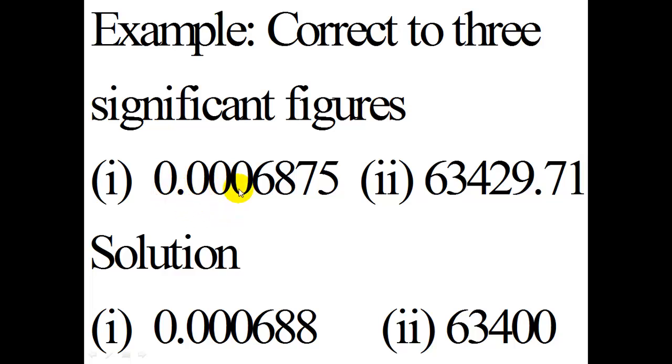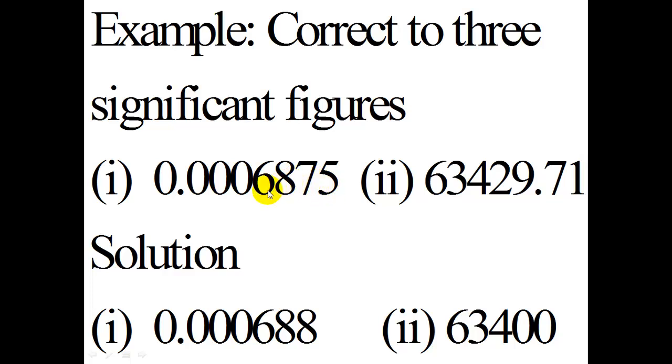Now the zeros beginning the number are not counted as significant figures. So we start to count from the number 6. Don't forget that we are asked to correct to 3 significant figures. So from 6 you begin to count 1, 2, 3. It ends at 7, but the next number is equal to 5. Take note that if the next number is equal or greater than 5, we consider it as 1 and add it to the number on the left.